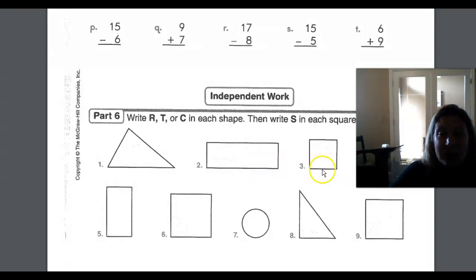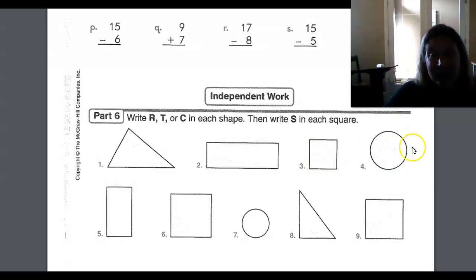Okay? What about number 3? That is a square, and it's also a rectangle. Because remember, a rectangle has 4 sides, and this does have 4 sides. But in addition to being a rectangle, it's also a special rectangle because all 4 sides are the same, which makes it a square in addition to a rectangle. So for this one, you could write R and S. Okay? What about 4? Circle.